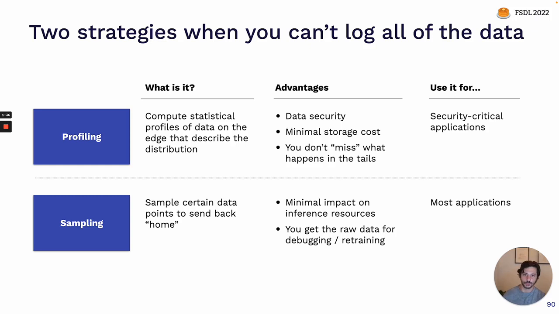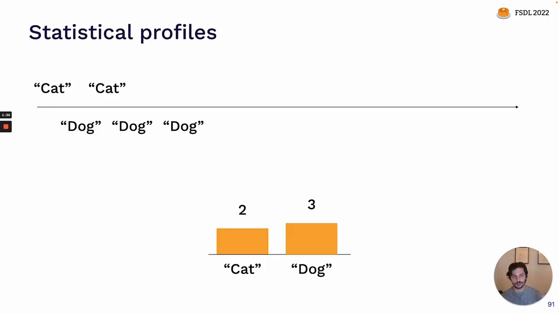Just to describe in a little bit more detail how statistical profiles work, because it's kind of interesting. Let's say that you have a stream of data that's coming in from two classes, cat and dog. And you want to be able to estimate what is the distribution of cat and dog over time without looking at all of the raw data. So for example, maybe in the past you saw 3 examples of a dog and 2 examples of a cat.